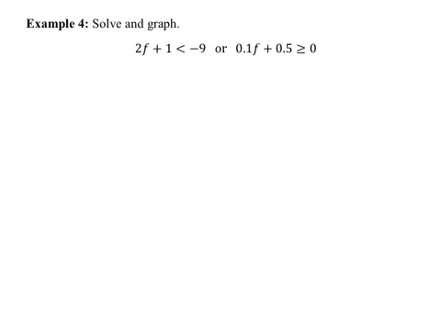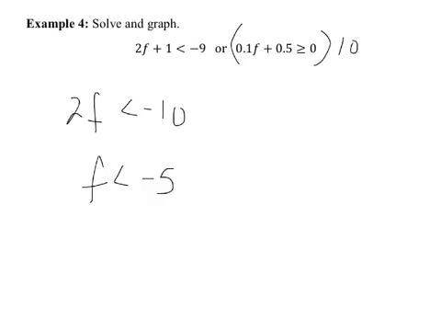Alright, example 4 here. What we're going to notice on the right-hand side is we have decimals. Don't let that confuse you at all. Solve the left side first. So let's subtract 1. We'll get 2f less than -10. Divide by 2. We'll get f is less than -5. On the right-hand side, though, multiply everything by 10 to start the problem, to get rid of the decimals. So we'll have just 1f plus 5 is greater than 0, or f is greater than or equal to -5.